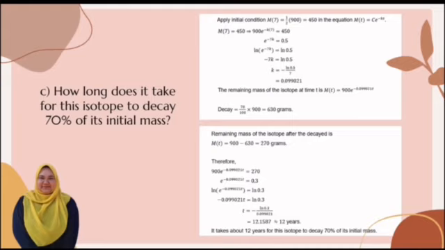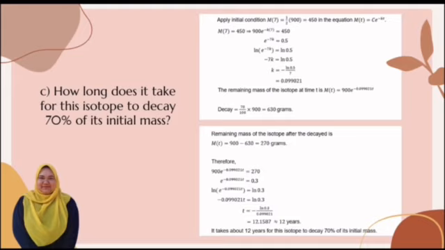First of all, we need to apply the initial condition M(7) equals half of 900 equals 450 into the equation M(t) equals C e to the power of negative kt. After we apply the condition into the equation, we will get 900 e to the power of negative 7k equals 450. Now, solve the equation. Divide 450 by 900 and we will get 0.5. So, e to the power of negative 7k equals 0.5.